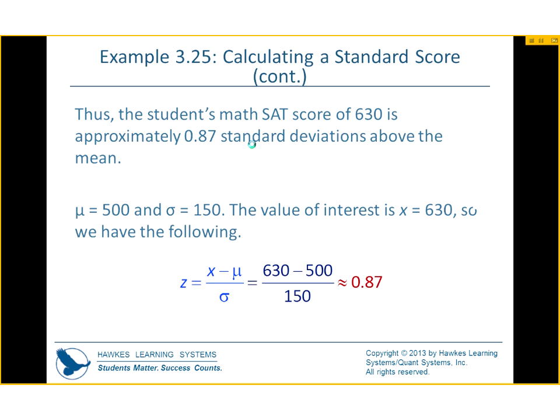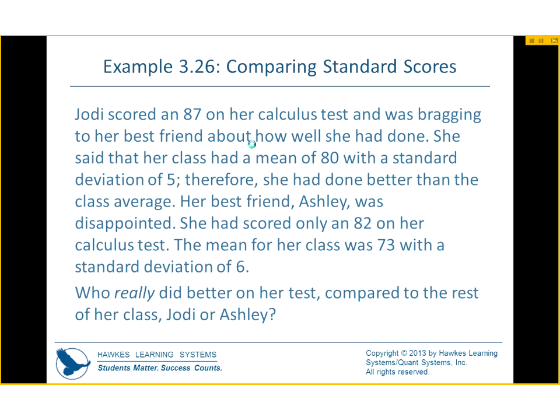Okay? So let's do this. Jody scored an 87 on her calculus test and was bragging to her best friend about how well she had done. She said that her class had a mean of 80 and a standard deviation of 5. Therefore, she had done better than the class average. Her best friend Ashley was disappointed. She only scored an 82 on her calculus test. The mean for her class was 73 with a standard deviation of 6. So who really did better on the test?